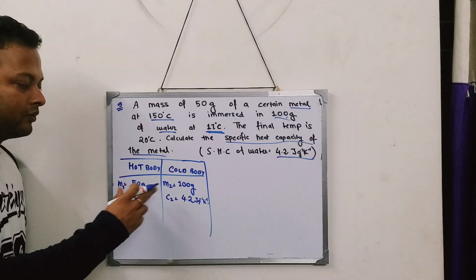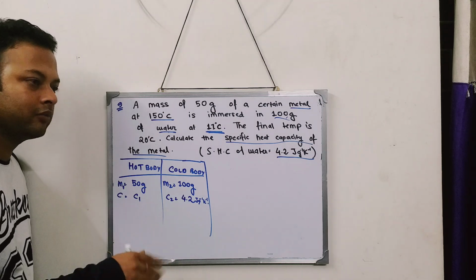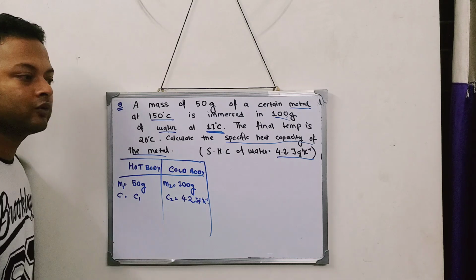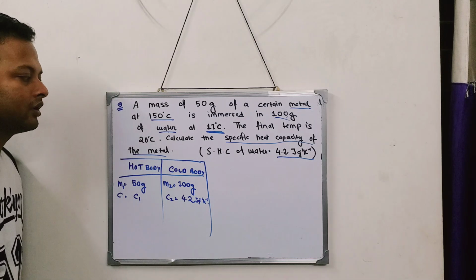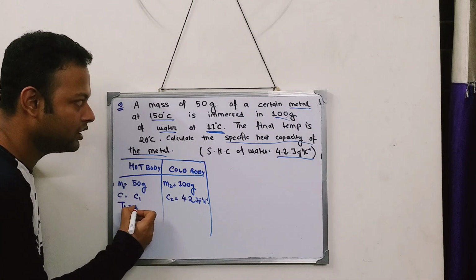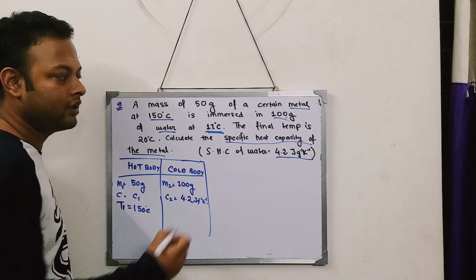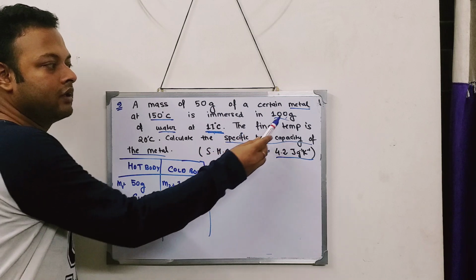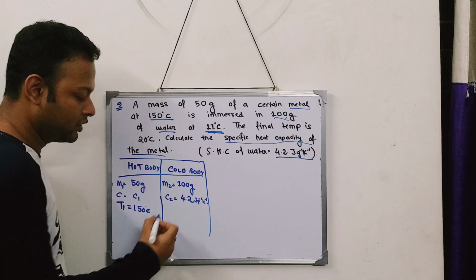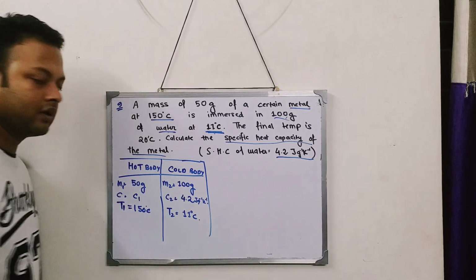So the masses of the hot body and cold body are given. The specific heat capacity of the hot body is not given, because that is what I need to find. The specific heat capacity of the cold body, that is water, is given as 4.2 joule per gram per Kelvin. Now the temperature of the hot body is given, which is 150 degrees centigrade. And the temperature of the cold body is given. Yes, you can see over here, the hot body is immersed in 100 gram of water at 11 degrees centigrade. So the temperature of the cold body is 11 degrees centigrade.